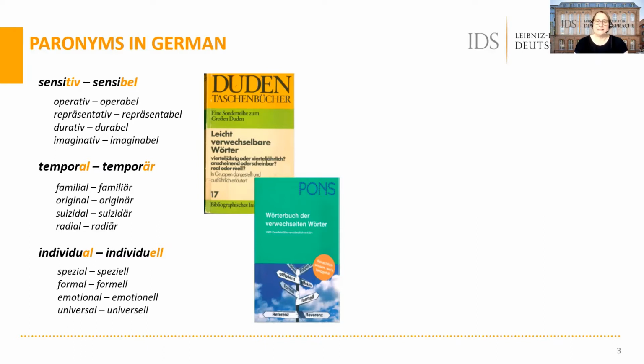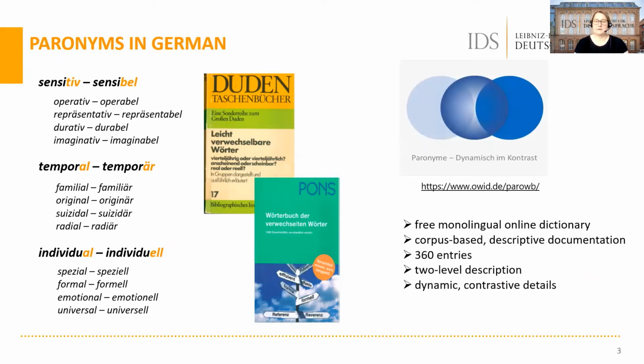So a dictionary solely dedicated to genuine paronyms in German and accounting for them from a contemporary perspective and from a corpus-based perspective had not been compiled until 2018. Today, the dictionary Paronyme dynamisch im Kontrast fills this gap. It's a free monolingual online dictionary. It comprises 360 entries, contrastive and dynamic entries. I'm going to show you in a minute. So for the first time, we have a rigorously corpus-based reference work of paronymy, which will provide help on multiple descriptive levels. Let's have a closer look.